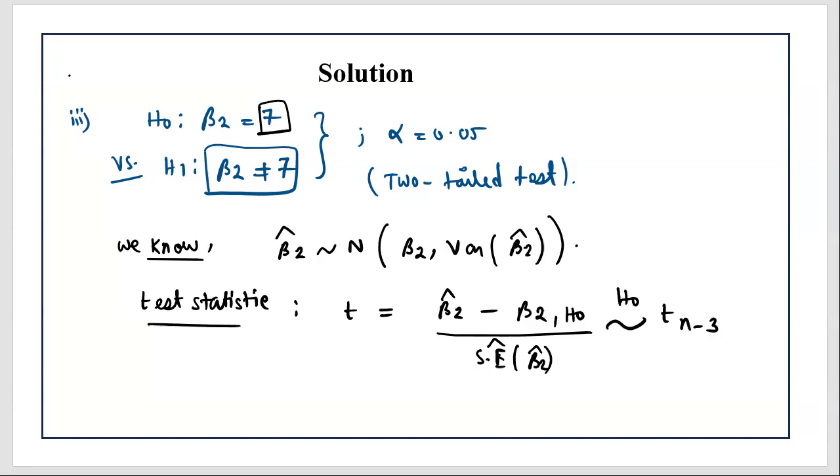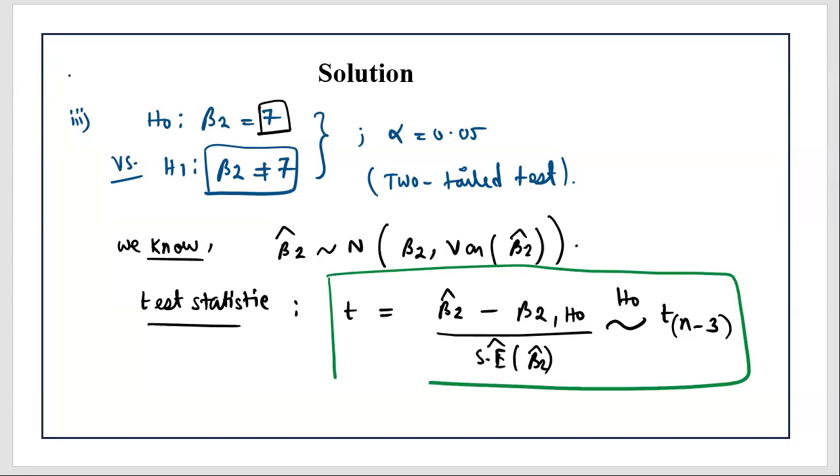N minus 3. Here you have three parameters. Degrees of freedom is total observations minus the total number of restrictions you have in your model. Here you have three parameters, that is, three restrictions are there. That is why it will be n minus 3. Now all you need to do is compute this test statistic, and that will give you the hint of solving this question.